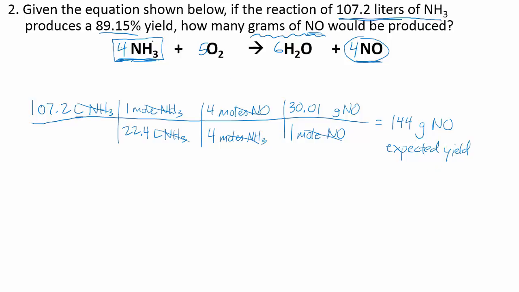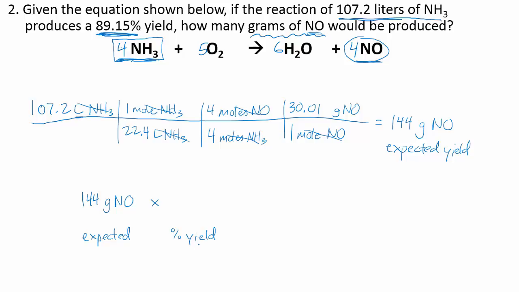But this question is telling us this reaction, like all reactions, tends to be imperfect. And this one only yields 89.15% on a regular basis. So, to figure out how much we actually are going to make, which is what the question is asking, how many grams would be produced, not should be, not could be, but actually would be produced, we're going to take that expected yield, 144 grams of NO, again, our expected yield, and we're going to take that times our percent yield, but we're going to write it as a decimal.